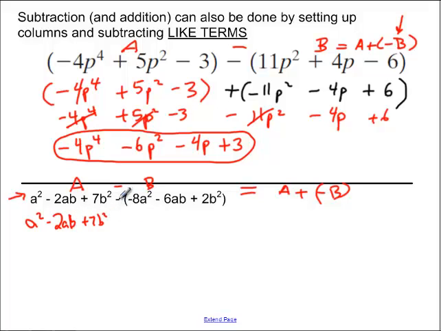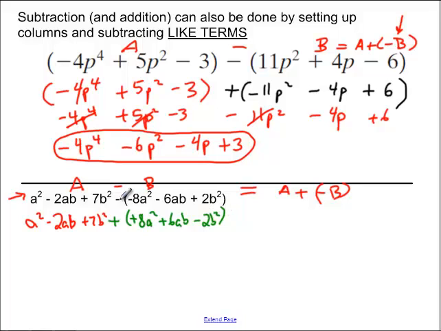And then when we change subtraction to addition, we can do that if we change each individual term to its opposite. So we change the negative to a plus, and we can write down the plus 8a squared if we want. We don't have to write down the plus because we understand that 8a squared would be positive. Minus 6ab would be plus 6ab. Plus 2b squared is minus 2b squared.